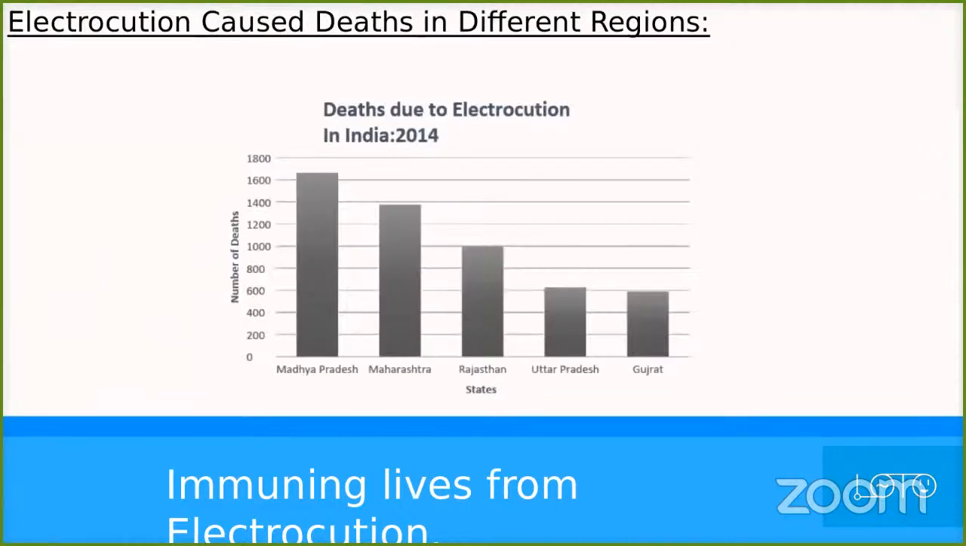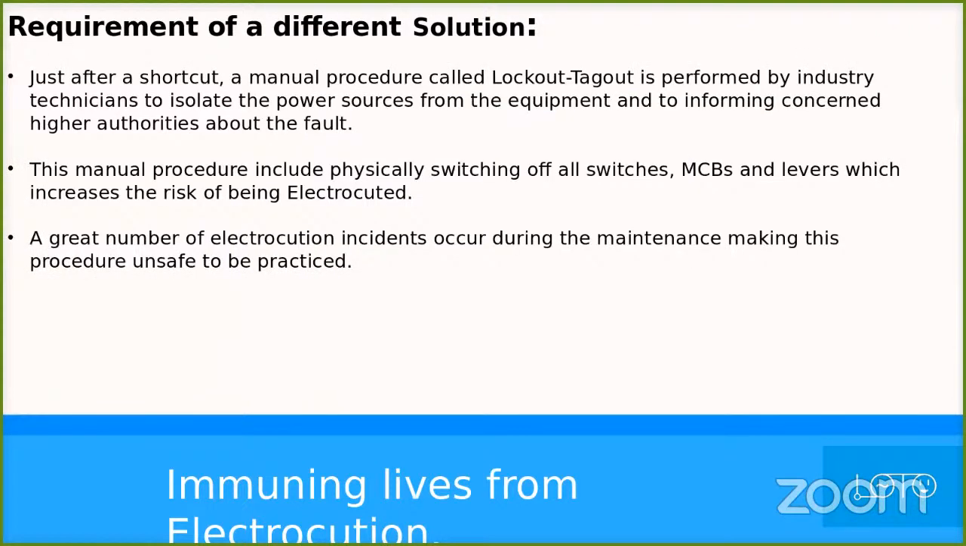This is just the statistics that show the number of deaths which have happened due to electrocution in India in 2014. I'm sorry, I'm showing you the data of 2014 as of now, because this is something I was able to pull out. And these are the stats for Madhya Pradesh, Maharashtra, Rajasthan, Uttar Pradesh, and Gujarat, right? So you can see that a lot of people have lost their life due to electrocution, right? So this is a very important issue that needs to be addressed. And every year it's a different situation, but yes, we are losing a lot of people because of this.